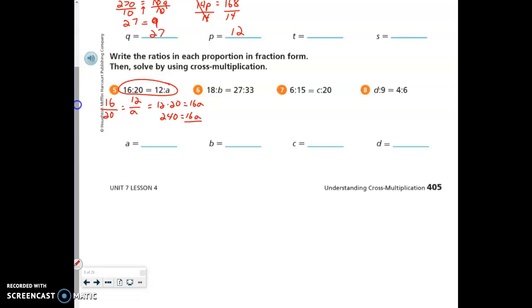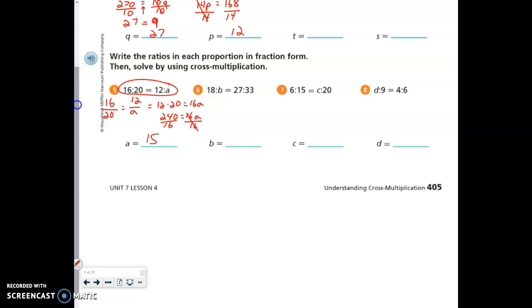Now I need to get a on a side by itself, so I need to do the same thing to both sides of my equation. In this case, it's dividing both by 16, so I can figure out what a will equal. Again, calculator, 240 divided by 16, or just going through the long division process, I should figure out that a is going to equal 15.